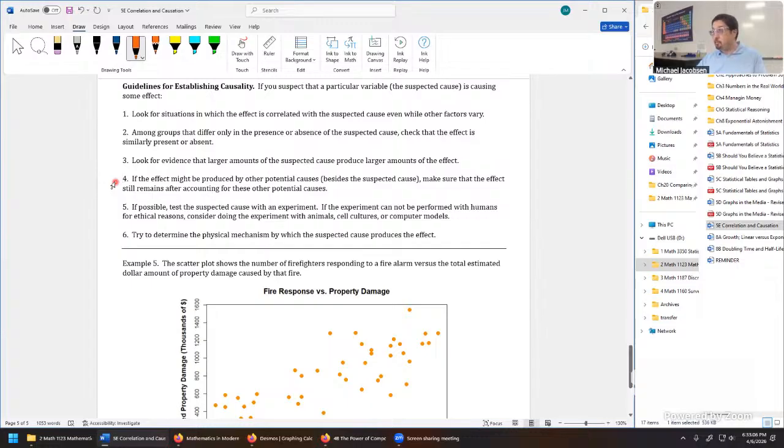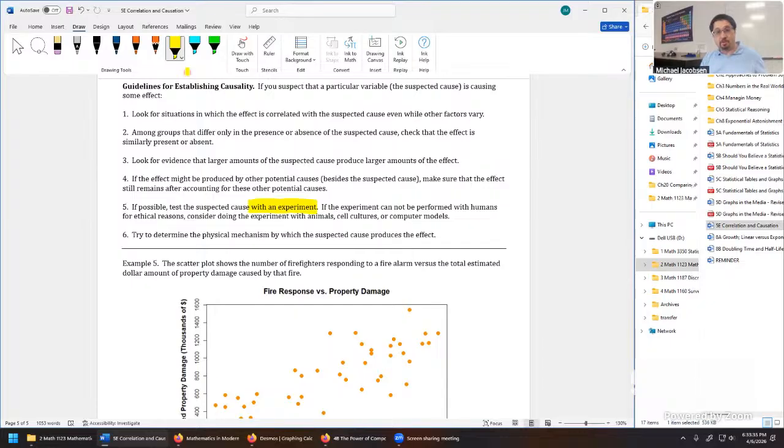So for guideline 4, we have to try to account for every lurking variable possible, but that's still not good enough. We mentioned much earlier in chapter 5, talking about statistics, that if you really want to establish cause and effect, really what you have to do is design a controlled experiment. So that's guideline 5. If possible, test the suspected cause, smoking causes cancer, with an experiment. Experimental design can establish cause and effect.